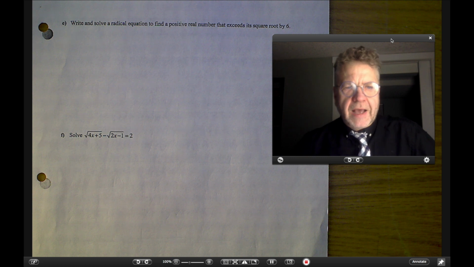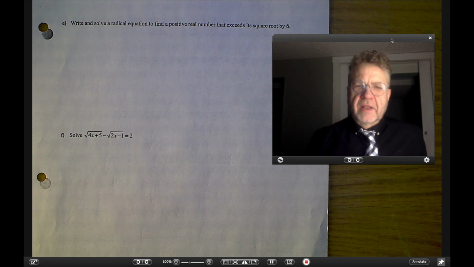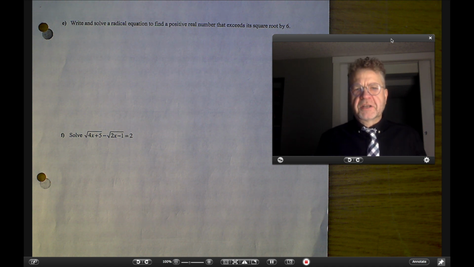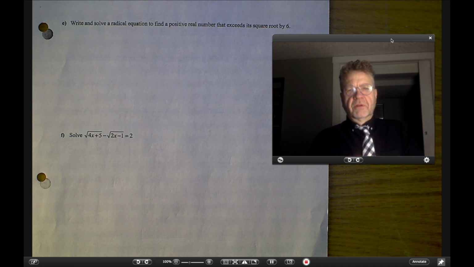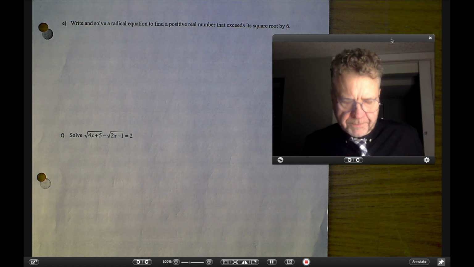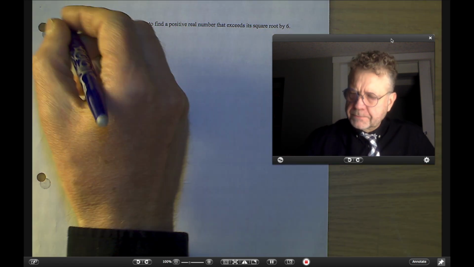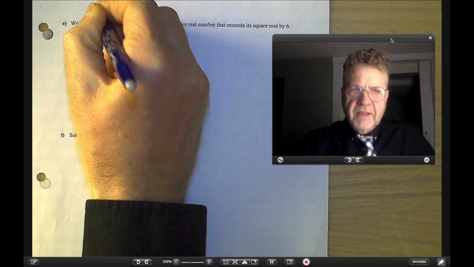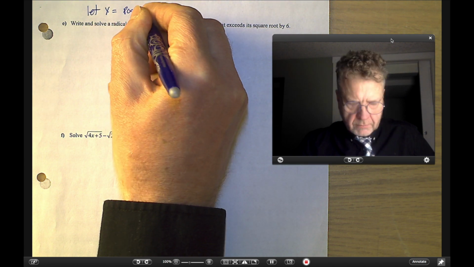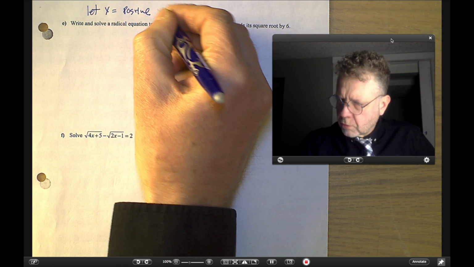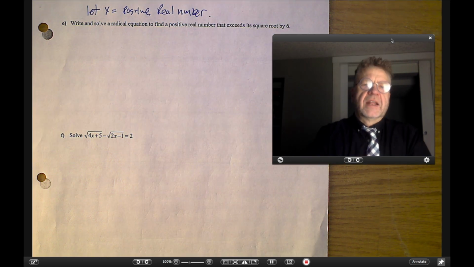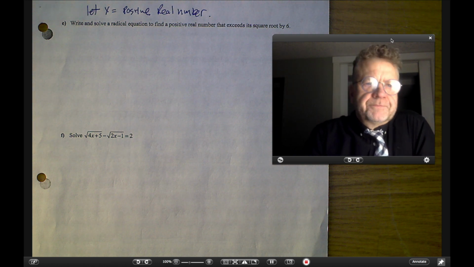Write and solve a radical equation to find a positive real number that exceeds its square by 6. We're looking for an expression that equals another side, not an expression that is greater than or less than. So we're looking for an equality. So let's let x equal the positive real number. Okay, we're going to let x equal that positive real number.